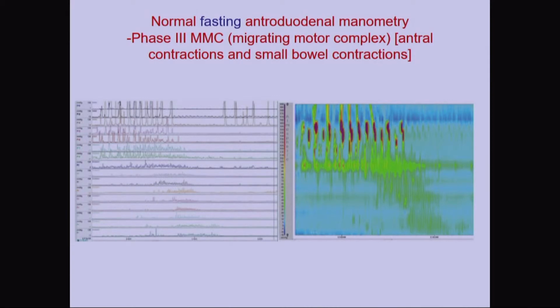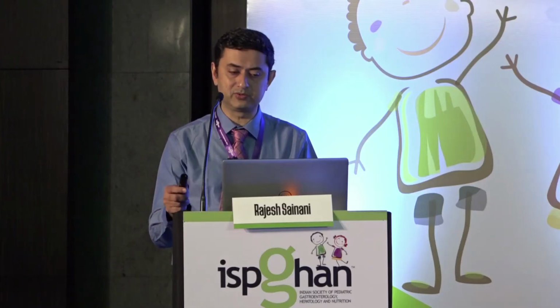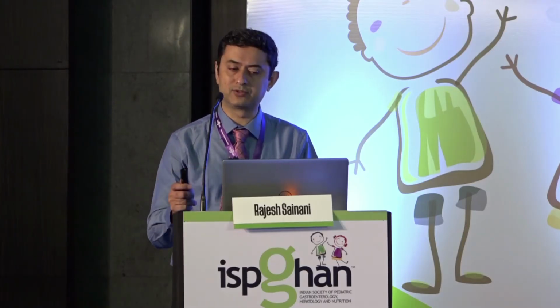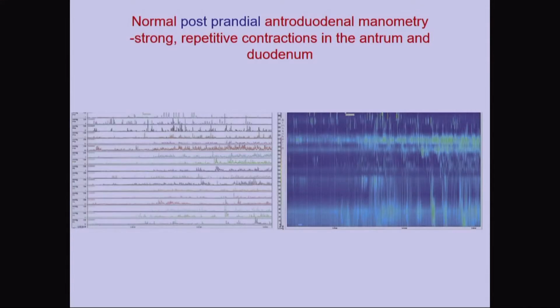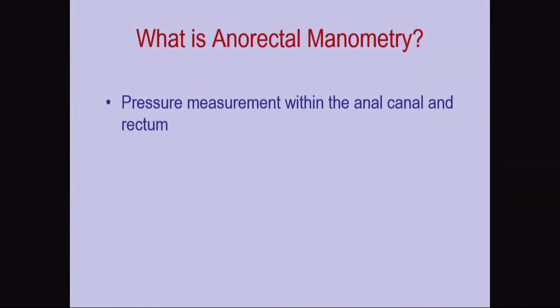So in a normal child, in a fasting state, when we do the antroduodenal manometry, what one looks for is the migrating motor complex 3. And you can see that there are antral contractions and small bowel contractions. These are random contractions which are seen, and you need almost 2 hours of recording to pick them up. In the postprandial phase, you will see high amplitude repetitive contractions both in the antrum and the duodenum, which is in response to the meal. So this is a normal child.